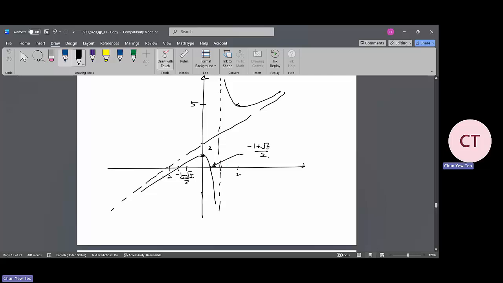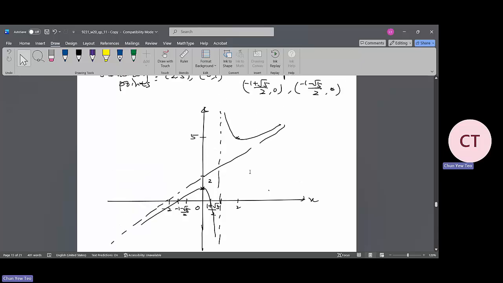Okay, however, if we don't show this value, it also doesn't matter. But to be safe, usually we will show it. To be safe, just show it like this. This one, I just want to make it become negative 1 plus root 5 over 2. Done. This will be the graph for question number 6C.